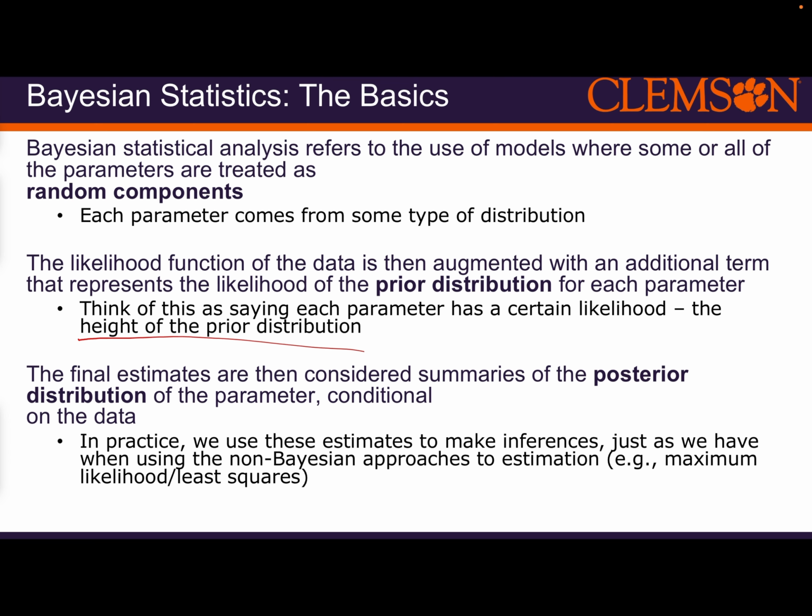The final estimates, the output of the Bayesian analysis, are considered summaries of the posterior distribution. So once you combine a likelihood with a prior distribution, using Bayes' theorem, you end up getting a posterior distribution. That posterior distribution is conditional on the data. So basically, we have a range of likelihood of where that parameter might be that reflects a blend of what the data tell us and what the prior belief happens to be. Now, in practice, we use these estimates to make inferences, just like we did when using non-Bayesian approaches to estimation, such as maximum likelihood or least squares.